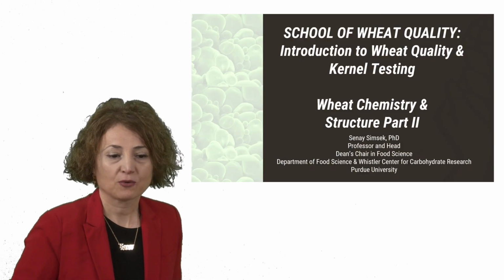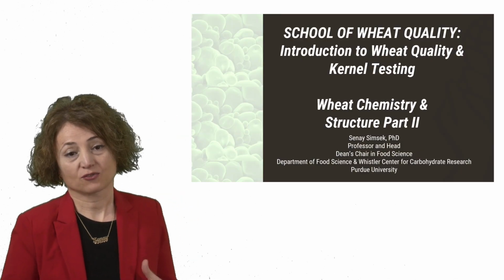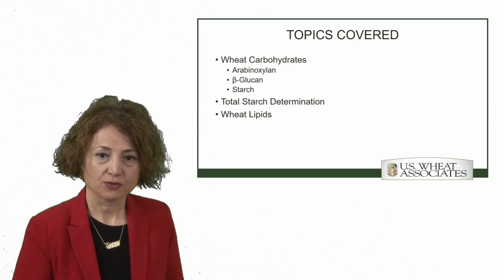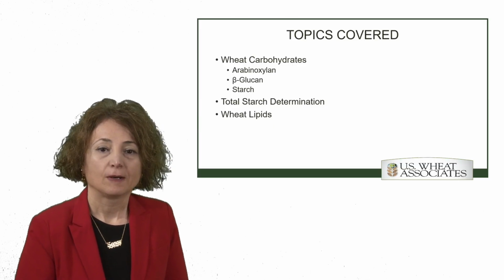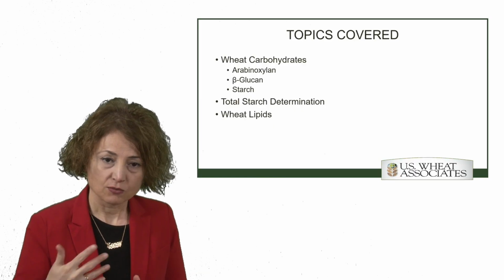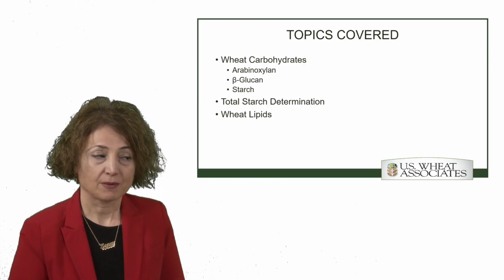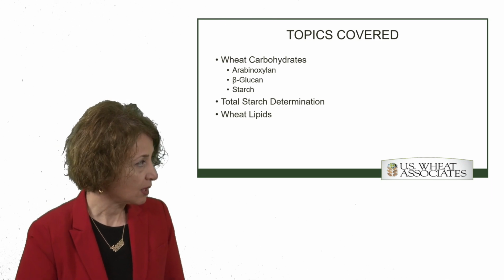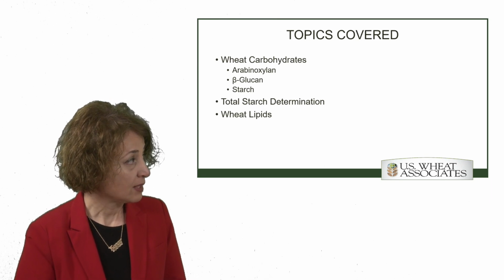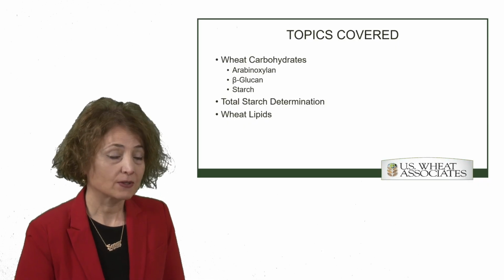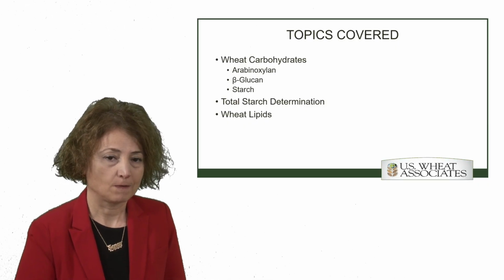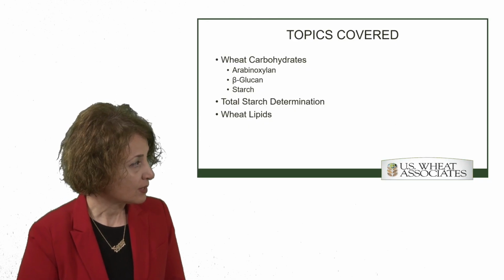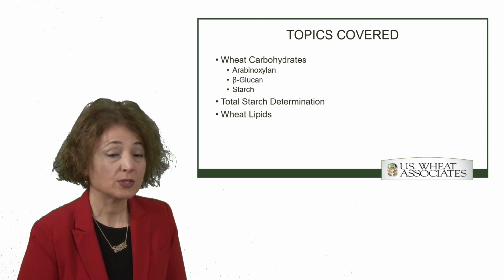Hello, now we are going to start with chemistry and structure part 2. And with this series of presentations, we will be talking about arabinoxylans. Again, as you know, we refer to them sometimes as non-starch polysaccharides or pentosans. And we will talk about beta-glucan and starch. Starch is extremely important for cereal chemists and for us, and then total starch determination, and then also wheat lipids.